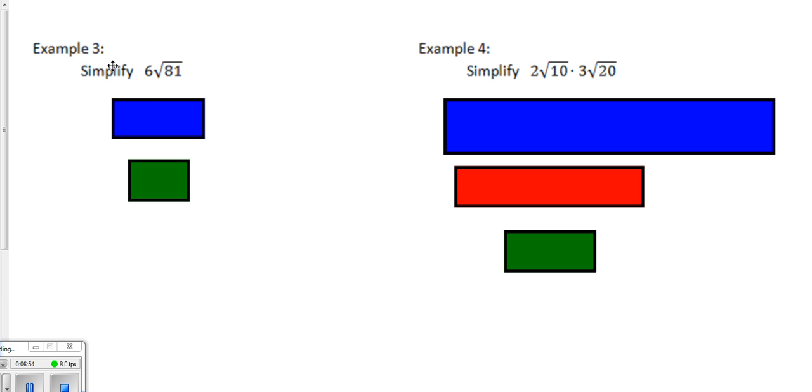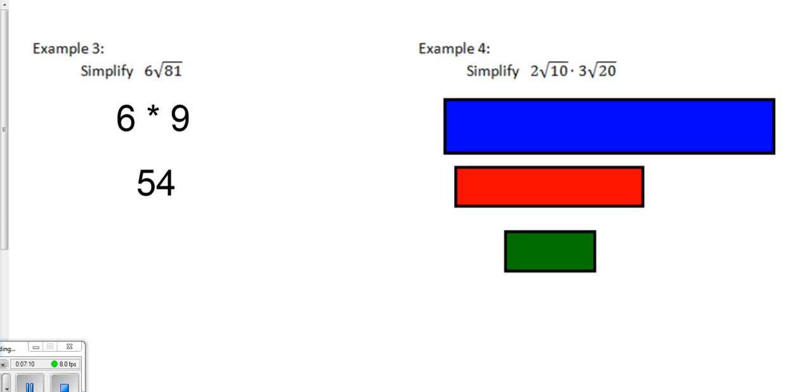Here we have, for example 3, we need to simplify 6 square roots of 81. As we split it up, that's 6 times the square root of 81, which we know is 9. 9 times 9 is 81. So we broke it down to 6 times 9, which we know is 54. So this one would simplify to just the whole number, 54.